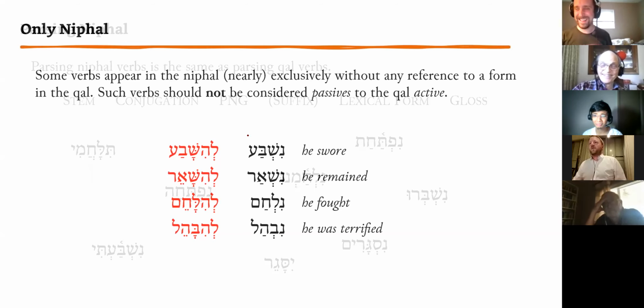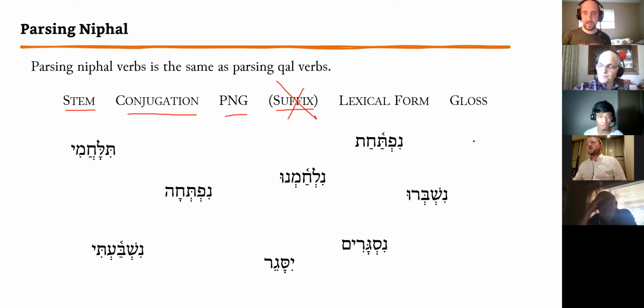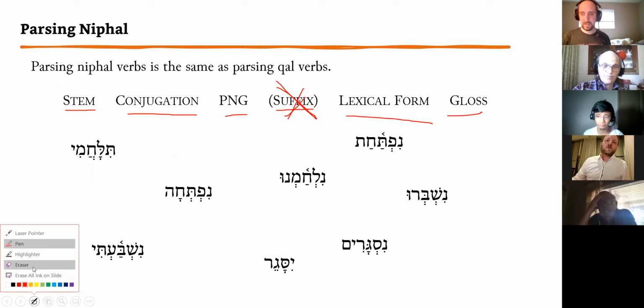Okay, so here we go. We're going to do a little bit of parsing just to look at the forms and put them in the stem, conjugation, person, number, gender. In this case, we don't have suffixes, personal suffixes or object suffixes, then lexical form and gloss. So we're going to ignore the suffix and just do the rest. So let's see the first one.